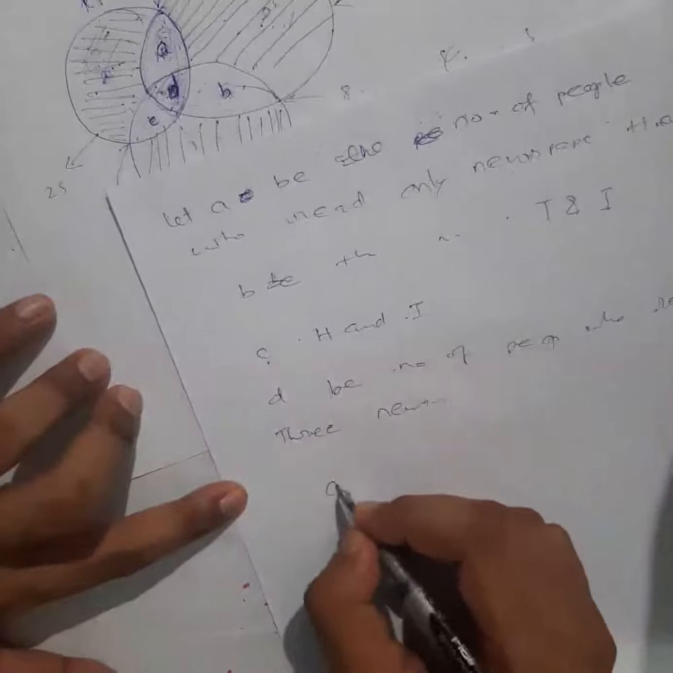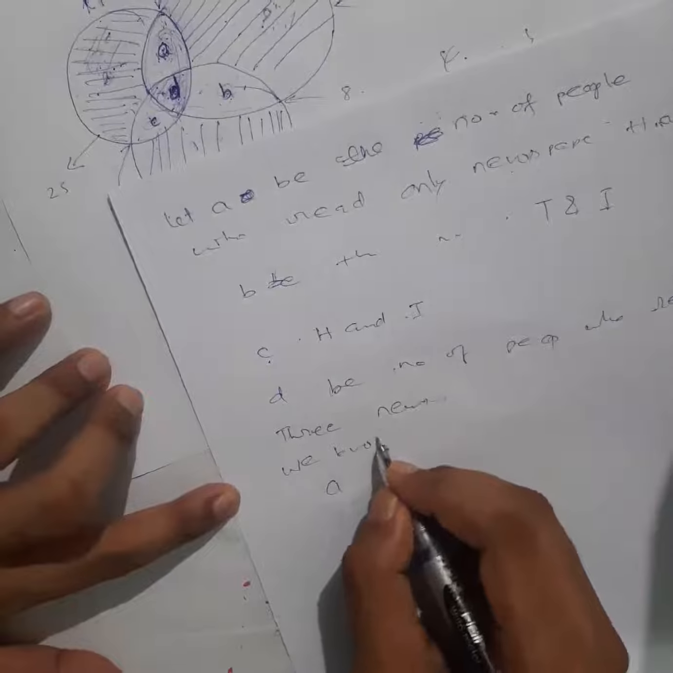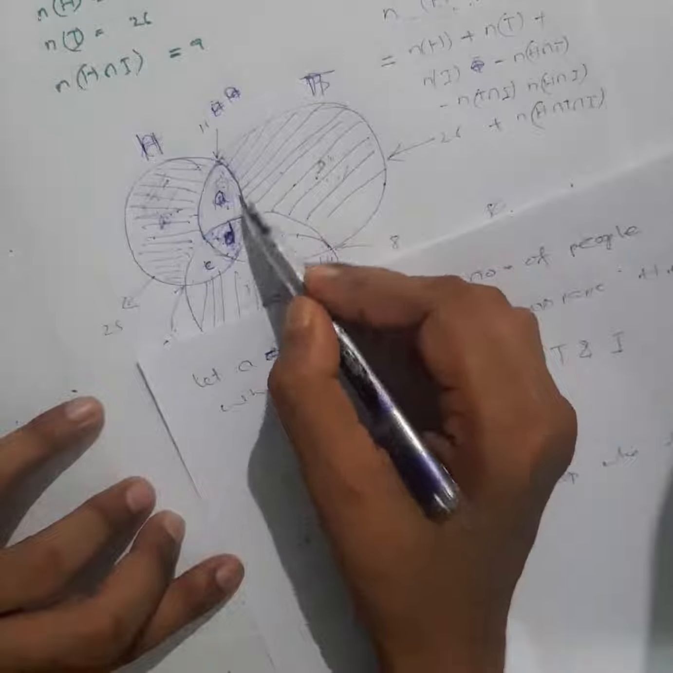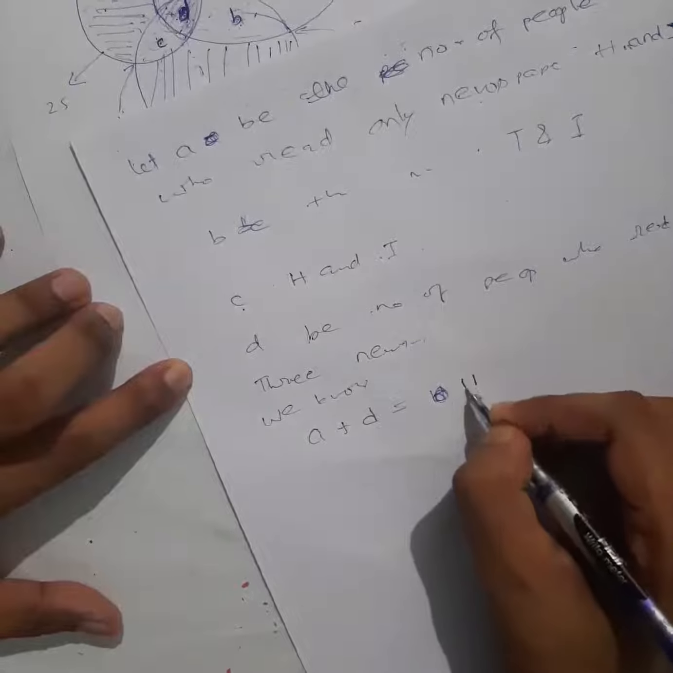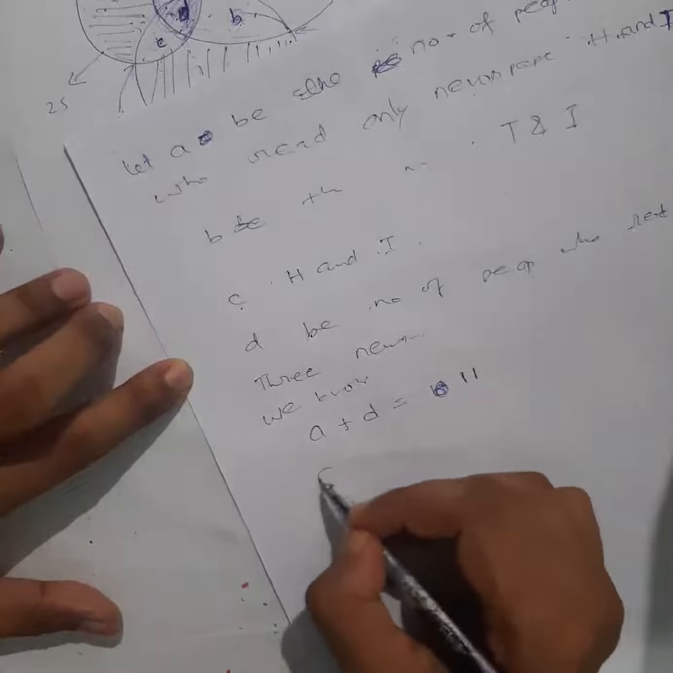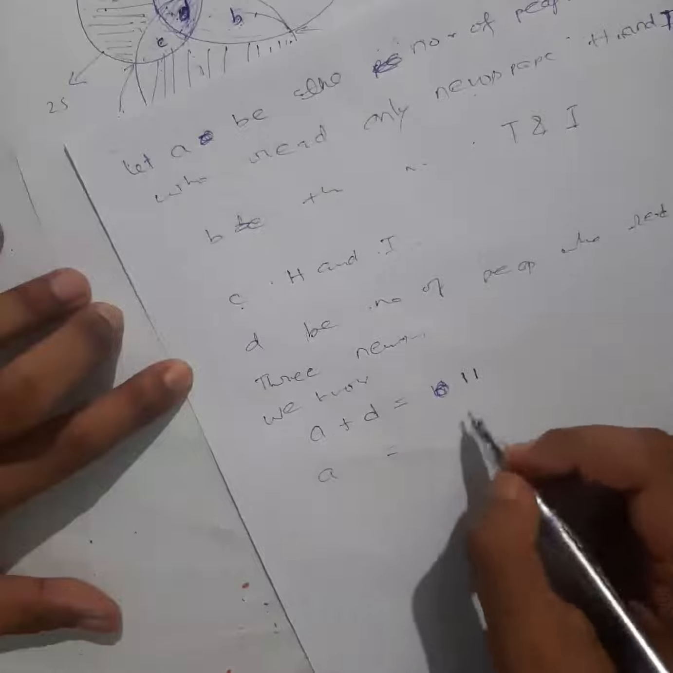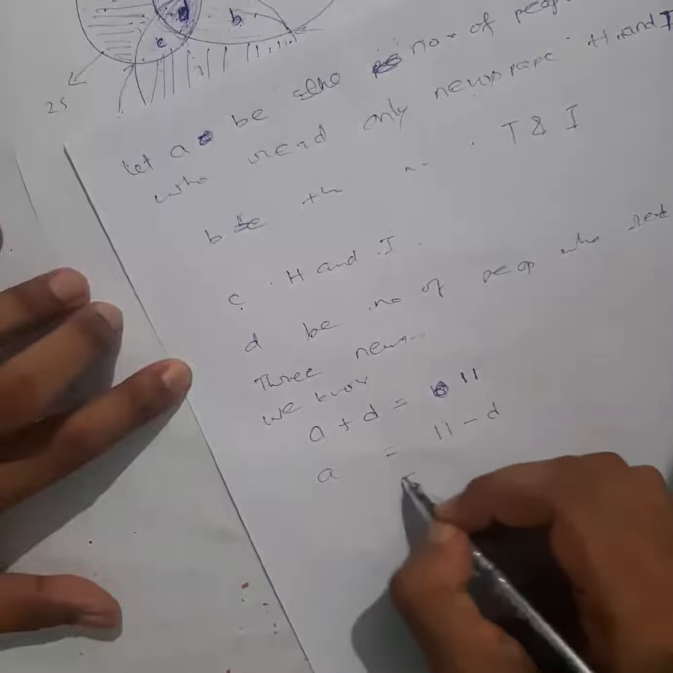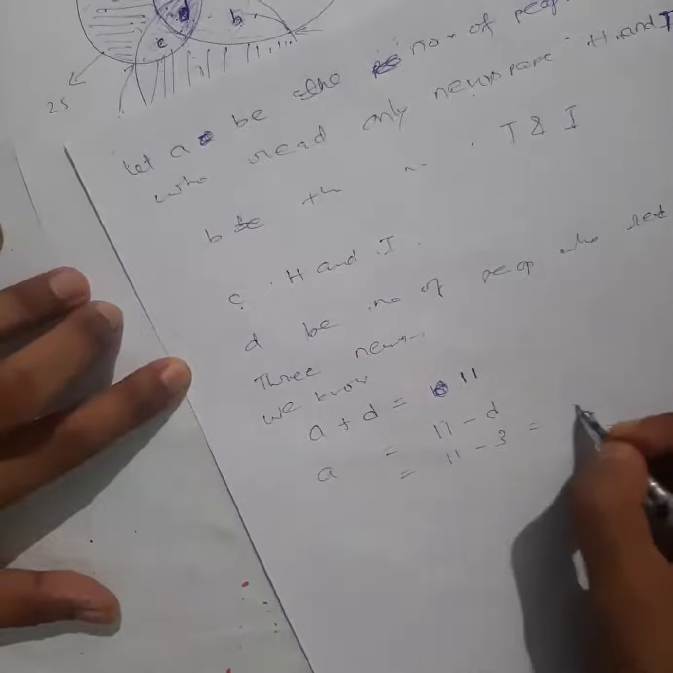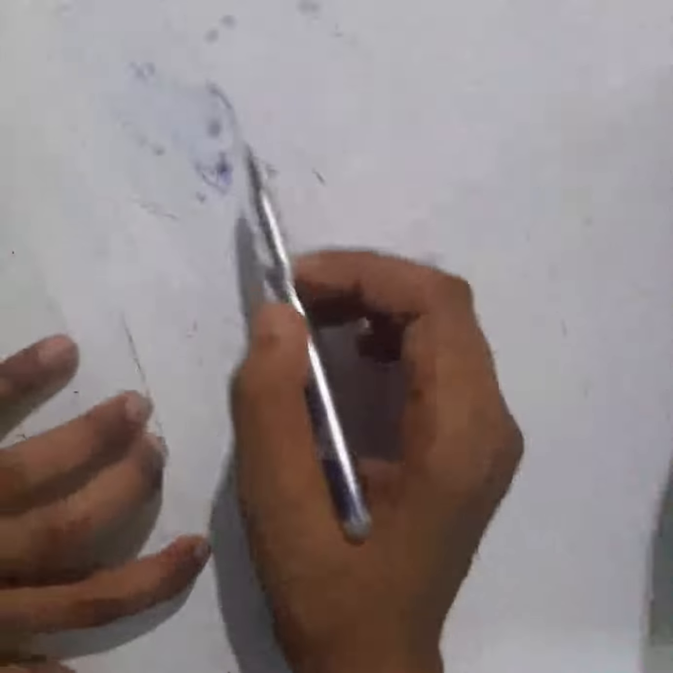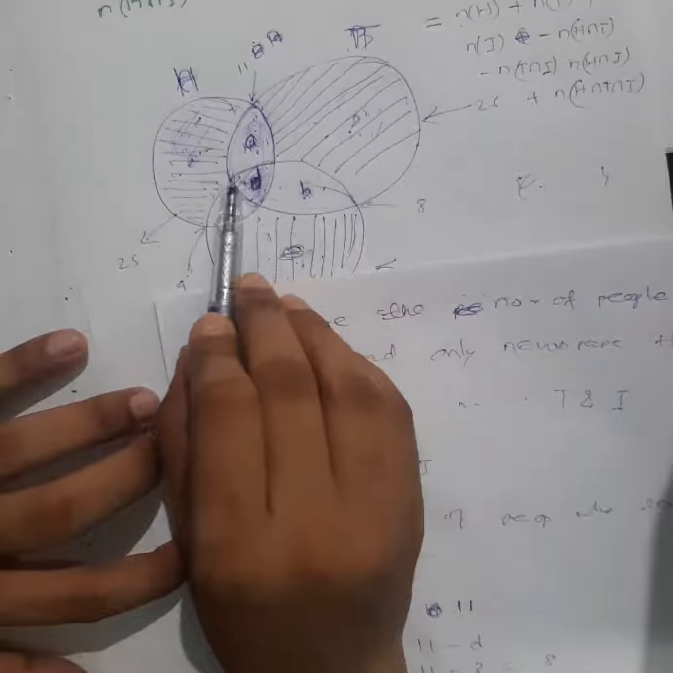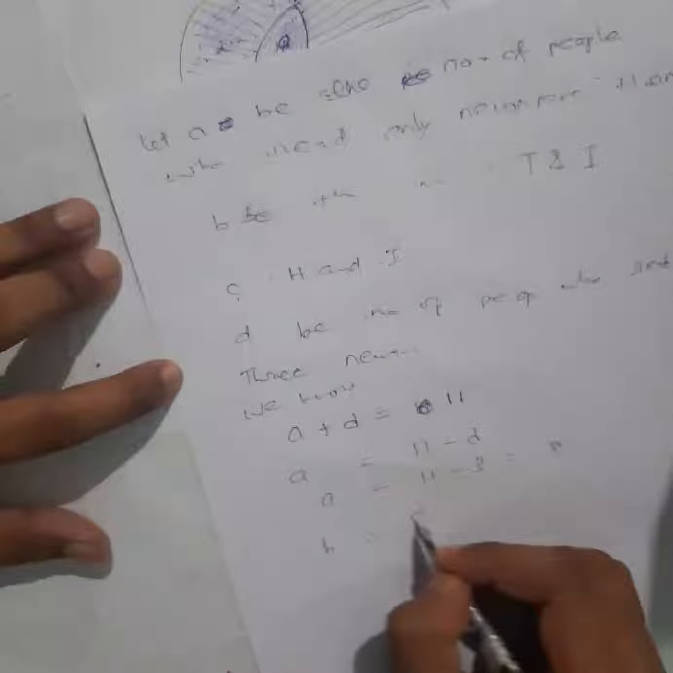Now we will find out how much A, B, C, D are. Now we know that A plus D, this total, how many? This common region is given, right? 11. So from there, I'm writing H only. So from there A will be how many? D we already know, right? 3. 11 minus D, which is equal to 11 minus 3, 8. Okay, so A we got it. B will be how many? From here only you can find out, right? This is 3, this is total 8. So 8 minus 3, 5 it will be.